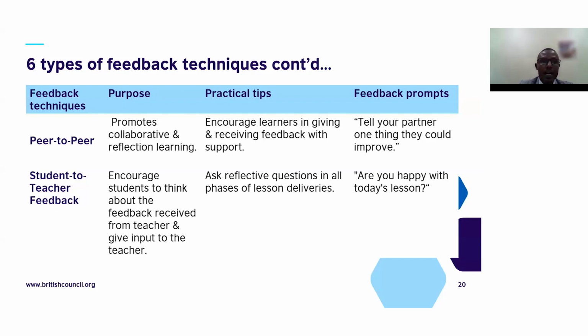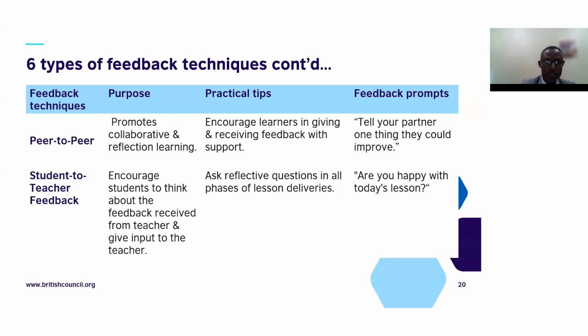So as a teacher, at the end of engaging them in different pair work, group activity, or an individual presentation, you need to encourage students to give feedback on his or her friend's strong side or weak side that needs improvement. For example, you can begin with feedback prompts. Tell your partner one thing they could improve, or tell your friend a strength and an area that needs improvement. In such a way, we can promote peer-to-peer feedback and a peer-to-peer learning experience.